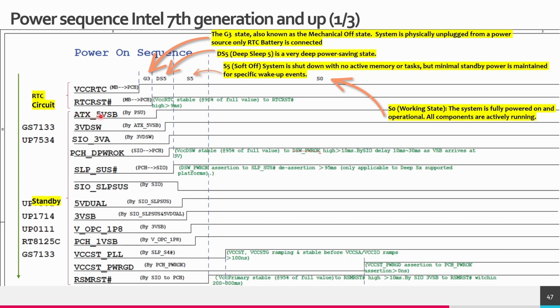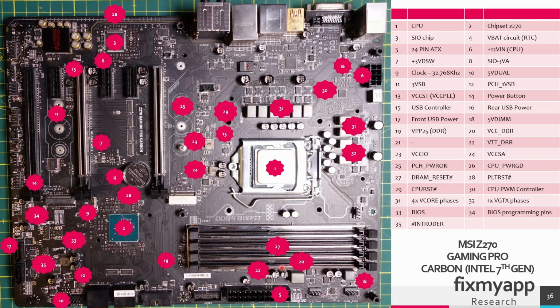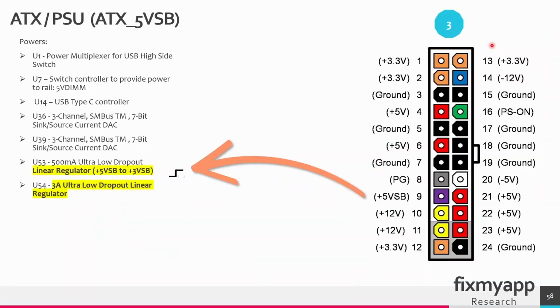According to power sequence 3, we need 5V standby voltage from the ATX power supply. The 24-pin connector is located here. This is the ATX power supply. It is connected to the motherboard and also to the power outlet. On pin 9, the ATX power supply should generate 5V standby voltage. And this 5V has to go from low to high, and high is 5V.